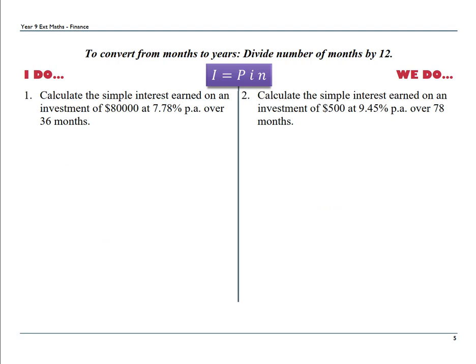Now, our question may not always have the number of years in it. As a reminder, we can convert from months to years by dividing the number of months by 12, because there are 12 months in a year. So let's do a question like that. Calculate the simple interest earned on an investment of $8,000 at 7.78% per annum over 36 months.